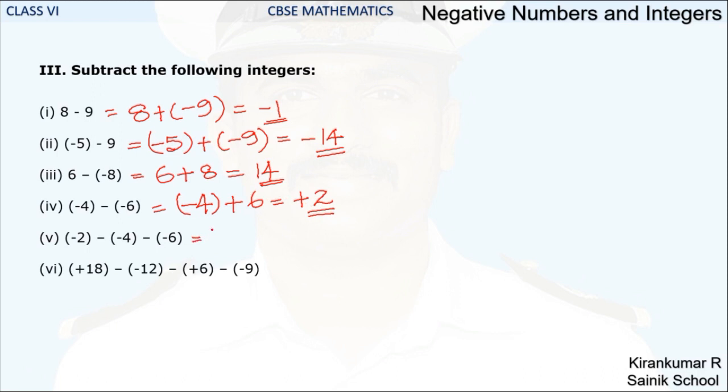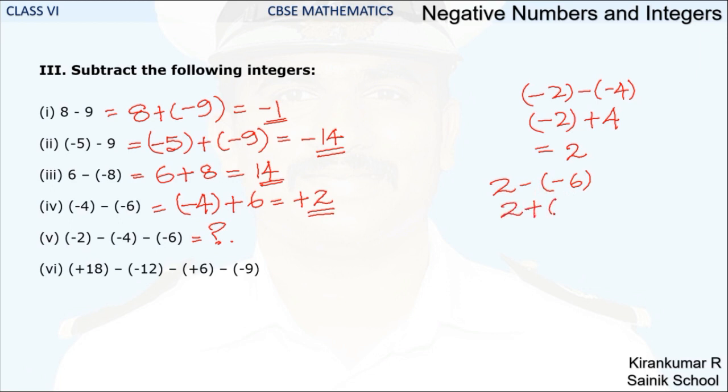How do we solve this? First let us solve minus 2 minus of minus 4. So minus of minus 4 becomes plus 4, because I am changing the subtraction question to an addition question. So the result obtained is a positive 2, because the larger absolute value is a positive integer. Then with this result, I need to do the remaining part. So 2, I'll change into an addition question. So the result obtained is 8.